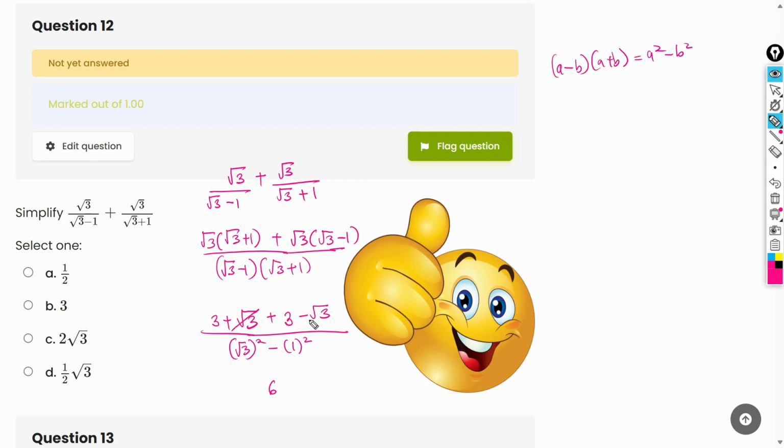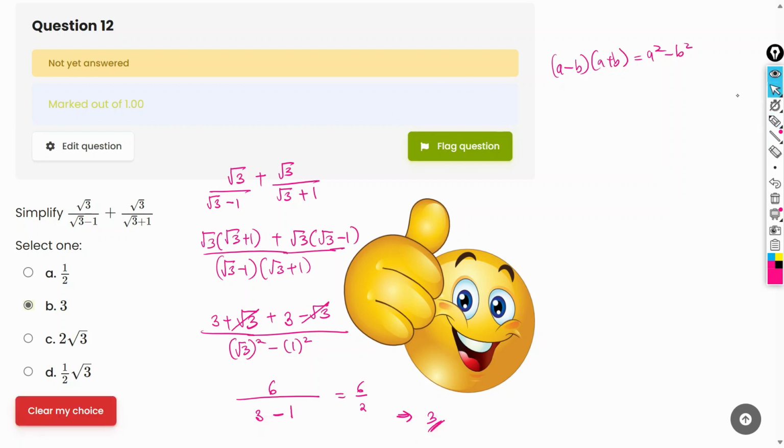Why? Because this will cancel out this, so 6. And the bottom I'll be left with 3 minus 1. That will be 6 over 2. My final answer is just 3. That's option B. Option B is 3. Alright, so that's for question 12.